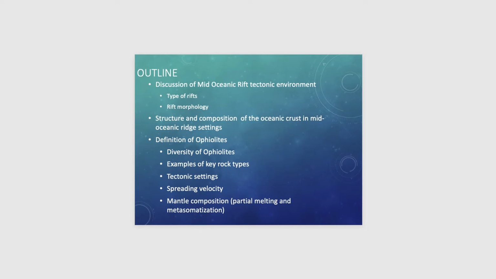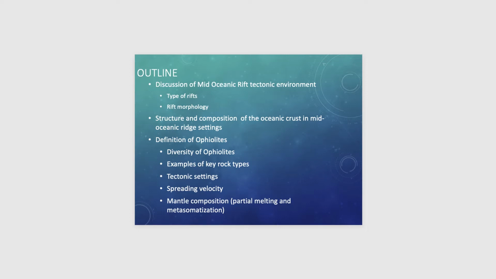So we will discuss the tectonic environment, so the type of rifts and relative morphology of rift systems more in detail, especially the internal structure, and then look at the composition of oceanic crust in these settings more in detail, as well as talking about the concept of ophiolites, so describe ophiolites, define ophiolites, and give, of course, some examples of ophiolites, especially here in Canada. We'll see some example of Newfoundland.